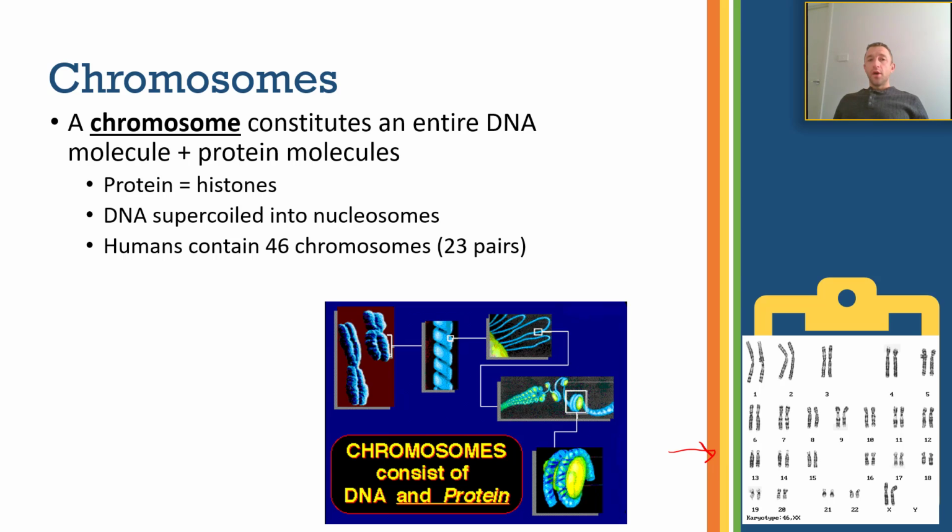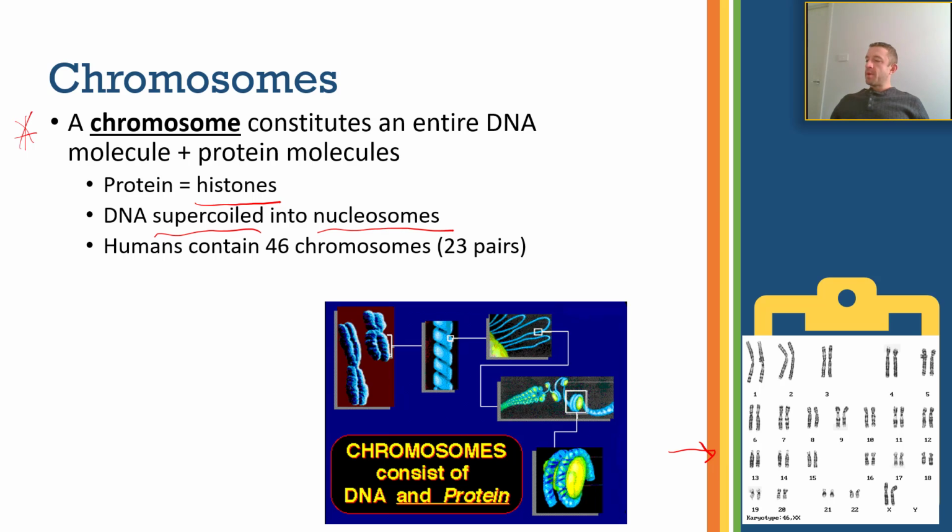So a chromosome, and this is a really good definition for you to put down, constitutes an entire DNA molecule, and it's actually got some protein molecules attached to it as well. Those protein molecules are called histones. Now, the DNA is actually supercoiled. Supercoiled just means wrapped really, really tightly into what's called a nucleosome. And as I said before, we've got 46 of these chromosomes, 23 pairs of them.